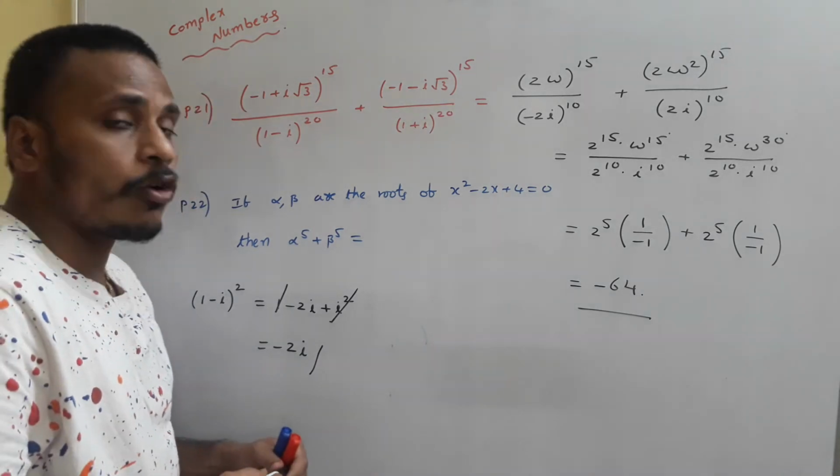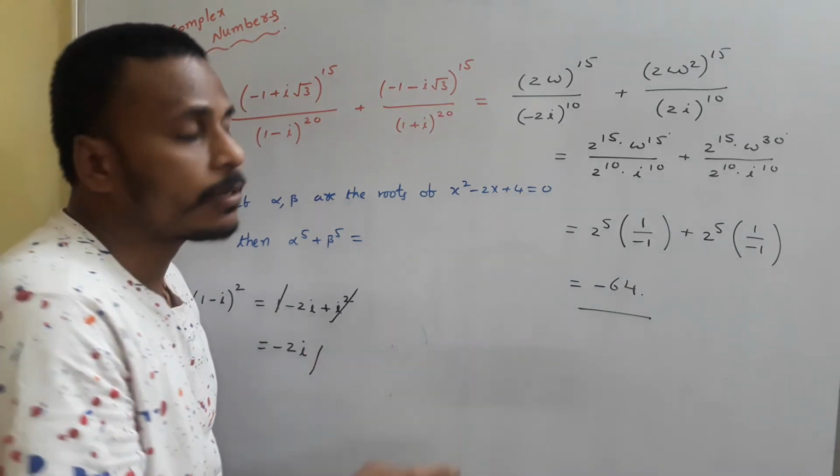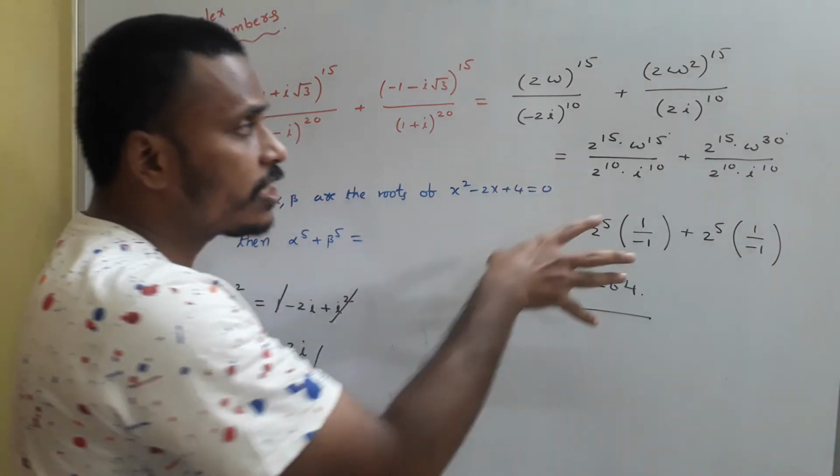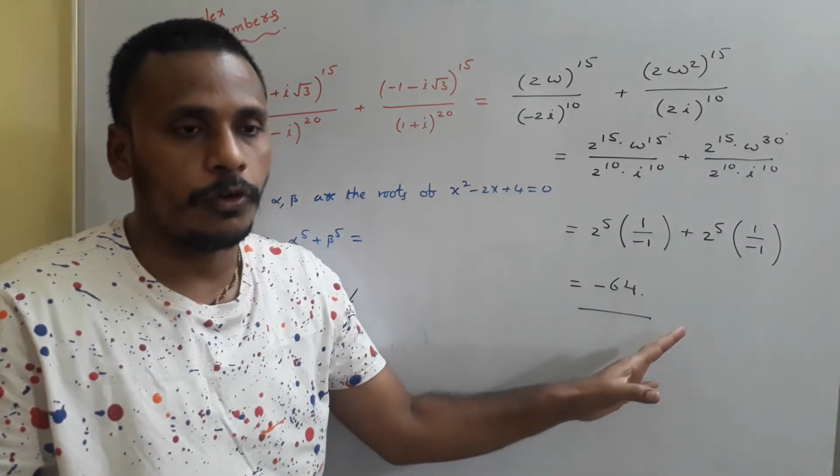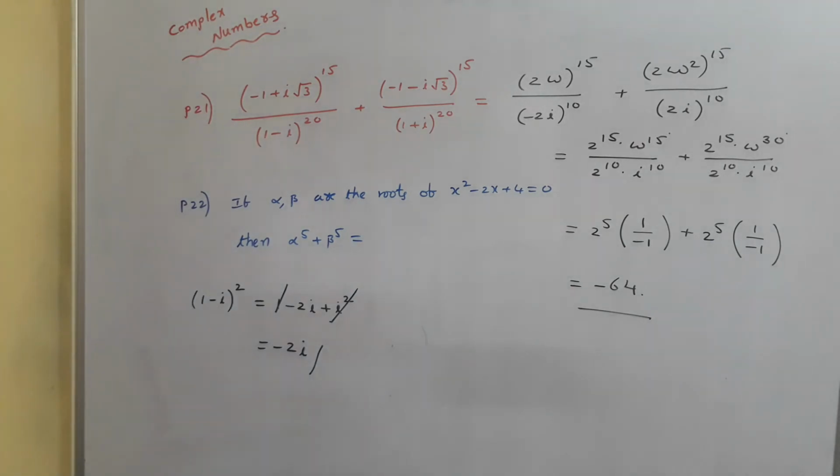Okay. Instead of using the concept of De Moivre's theorem, it is better and easier to answer this question using the concept of what? Cube roots of unity. Okay. Have a look.